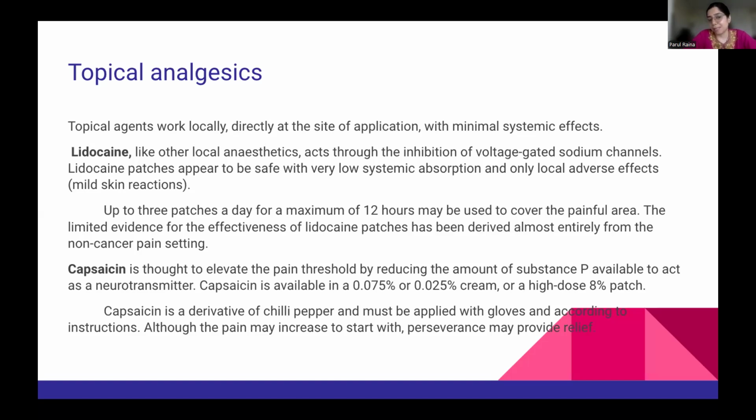Coming to capsaicin, its mechanism is related to elevation of the pain threshold by reducing the amount of substance P available to act as a neurotransmitter. Capsaicin is available as a 0.05% or 0.025% cream, or it is also used at a high dose as an 8% patch. Whenever we are applying the high concentration capsaicin, we have to apply it with gloves and according to the instructions.